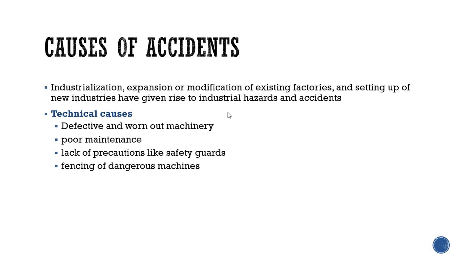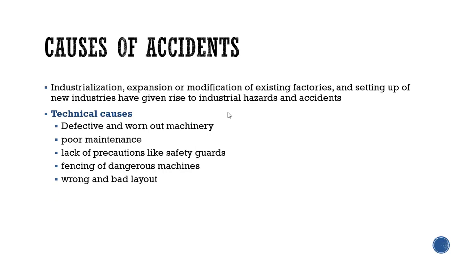Fencing of dangerous machines, and poor fencing. We have to guard some areas so that people who do not have any idea about that machine cannot access that particular machine. So we have to provide some fencing so that the accident may not happen. Because of poor fencing also, accidents happen.